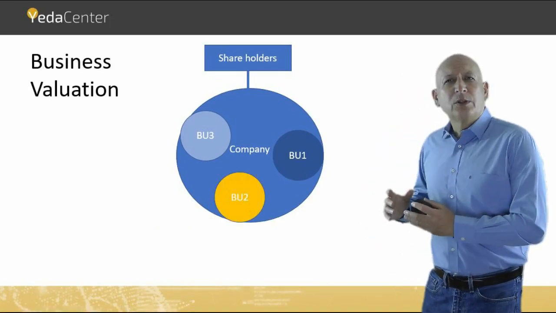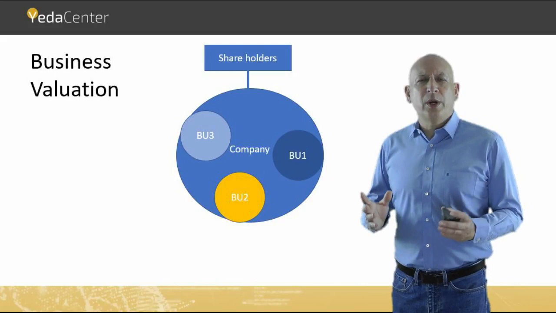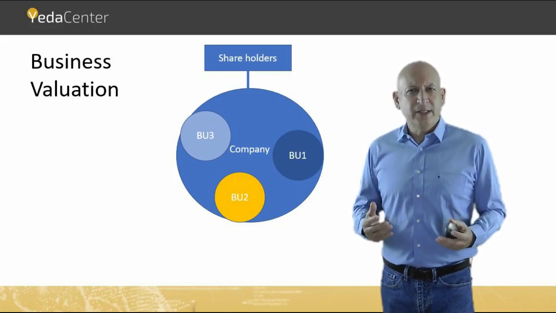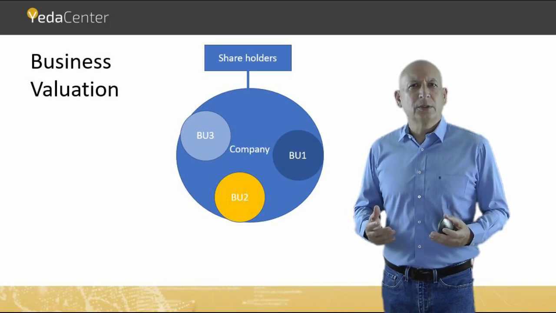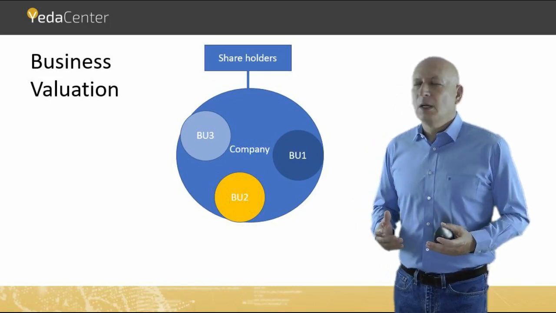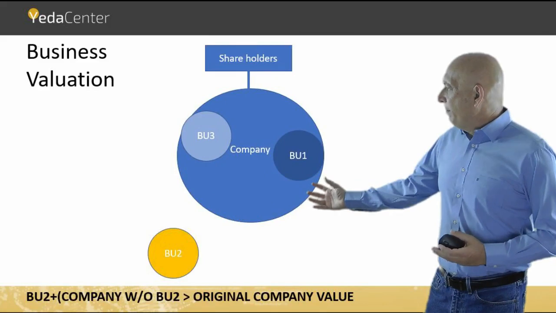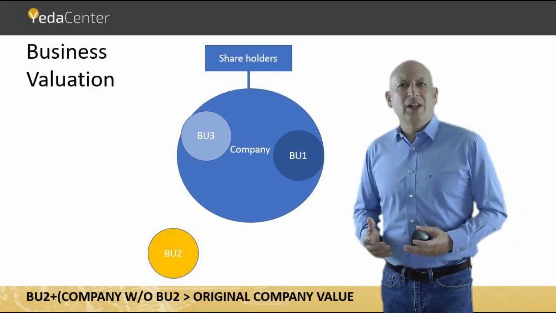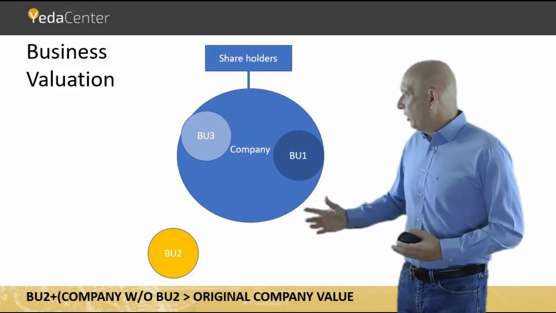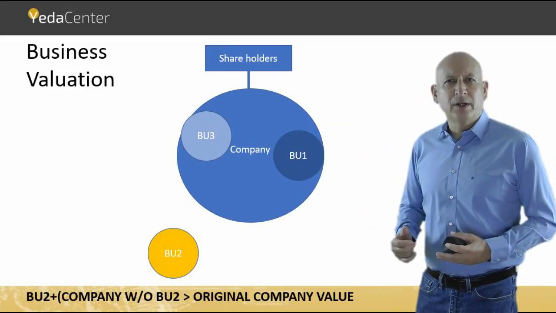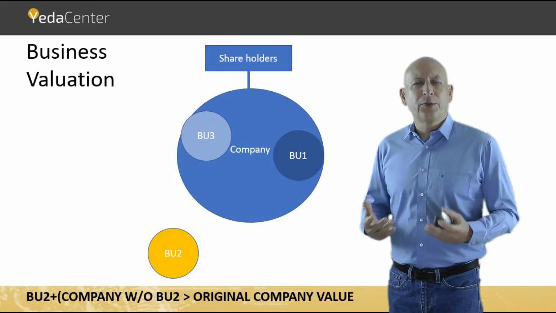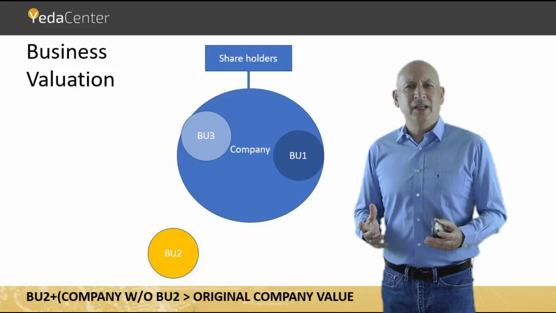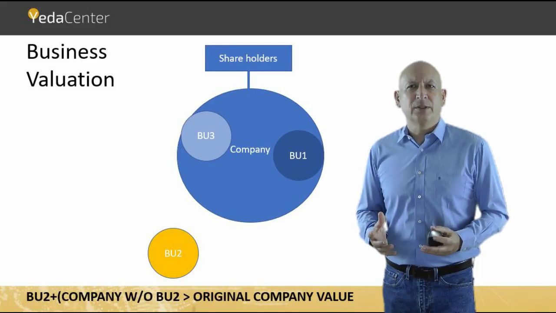So we talked about focus, now we are moving to business valuation. Business valuation means that the shareholders can think that spinning off one business unit or maybe more will bring the overall valuation of the separate businesses plus the mother company to be worth more compared to one monolithic business that includes the different business units.